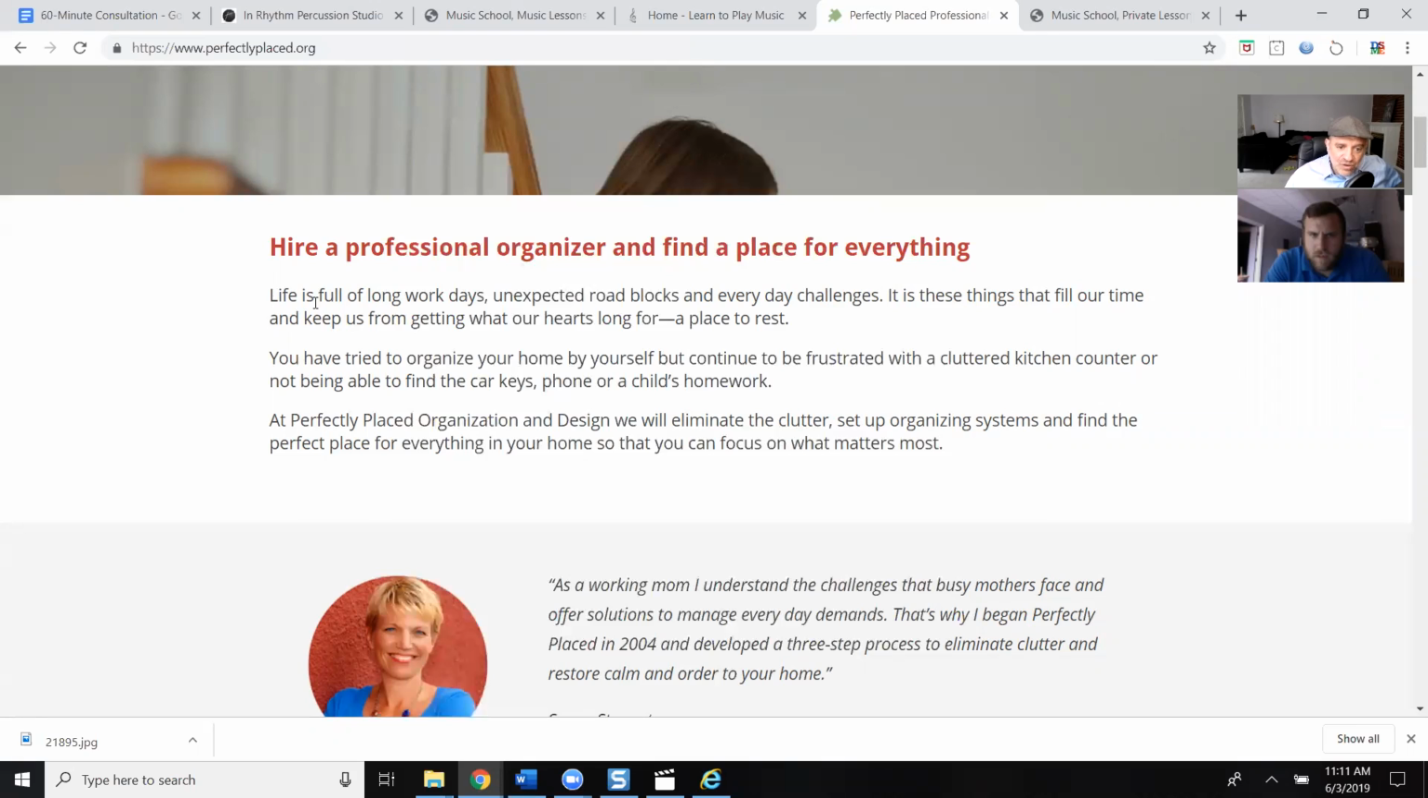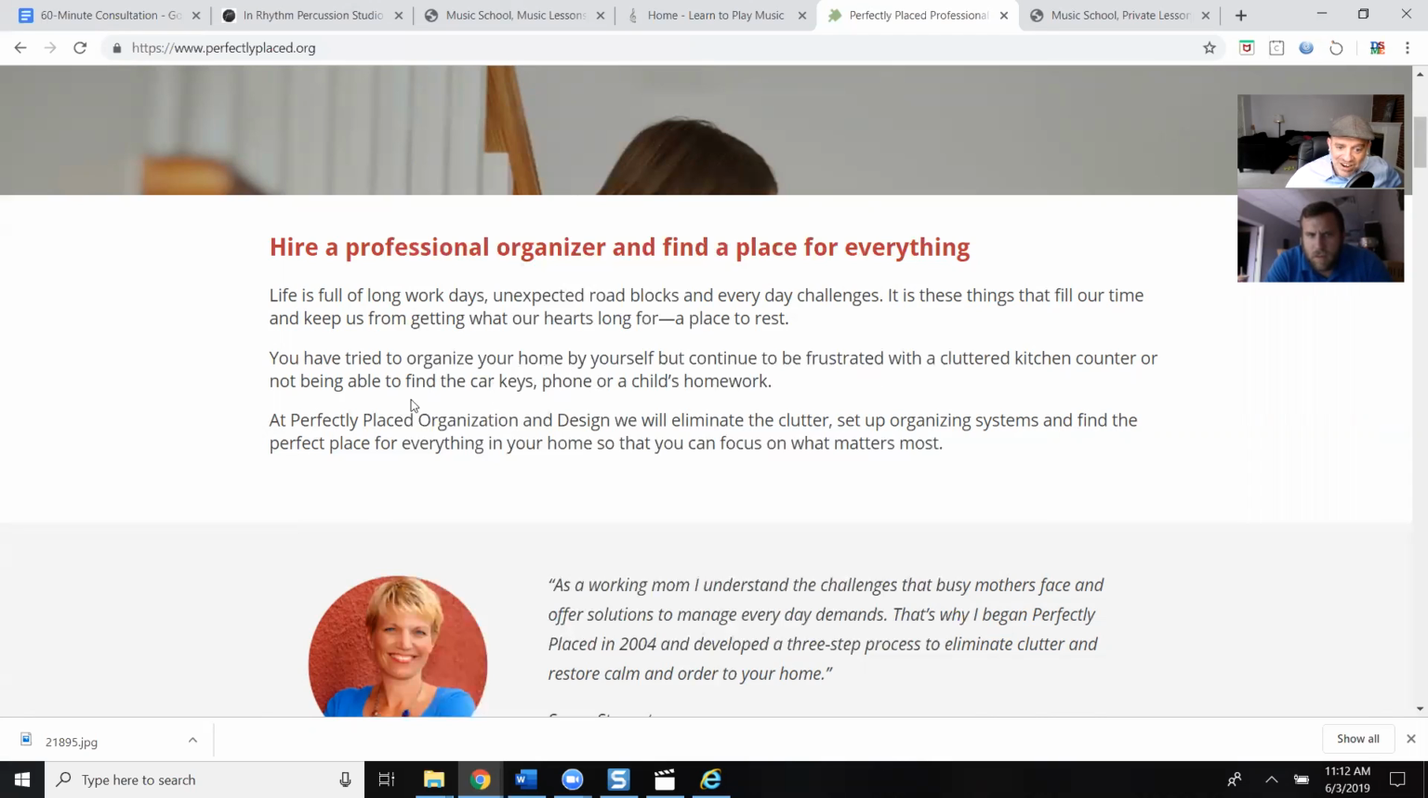It says, "Life is full of long work days, unexpected roadblocks, and everyday challenges. It is these things that fill our time and keep us from getting what our hearts long for, a place to rest." So she's telling a story of stress and anxiety and being busy. So she keeps digging in. "You've tried to organize your home by yourself, but continue to be frustrated with a cluttered kitchen counter or not being able to find the car keys, phone, or child's homework." She's just turning up the heat on your pain.